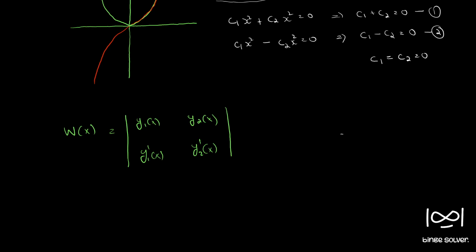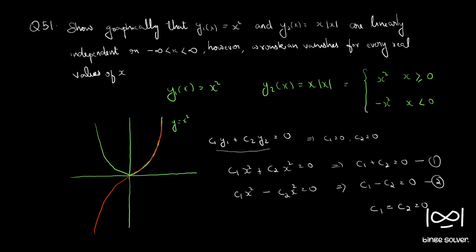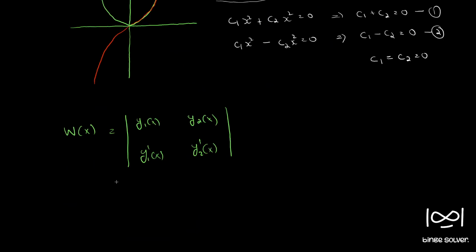So the Wronskian is defined like this. If the Wronskian is equal to 0 at all points in an interval, then we can say that these functions are linearly dependent. So this is a good example which shows that even though for every real value of x the Wronskian vanishes to 0, the functions are still linearly independent.